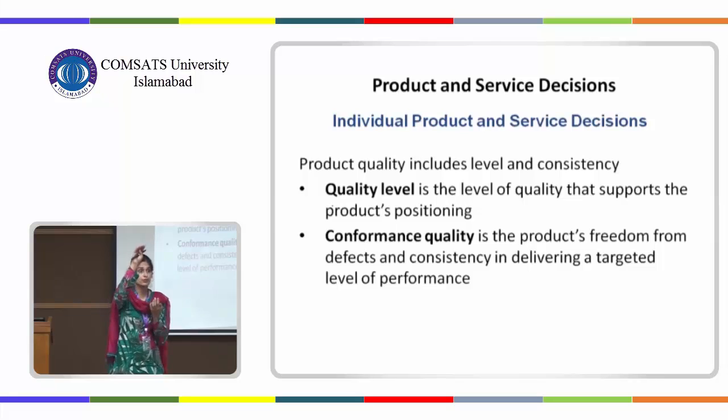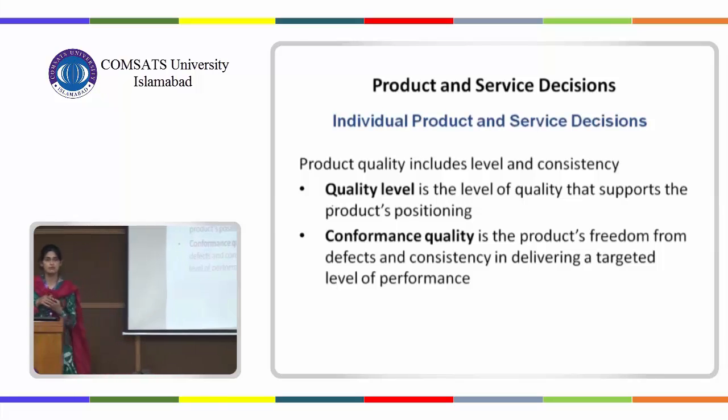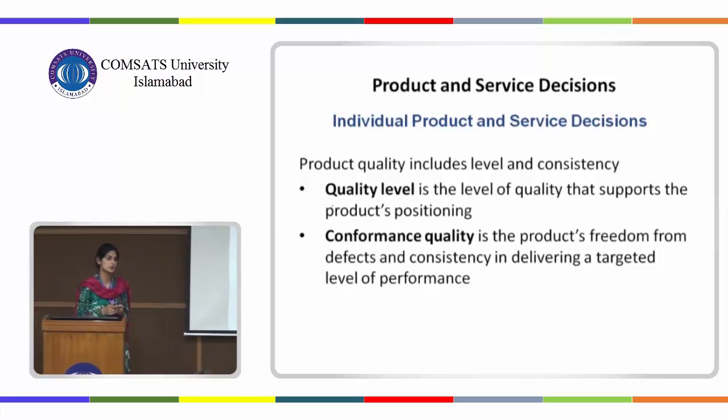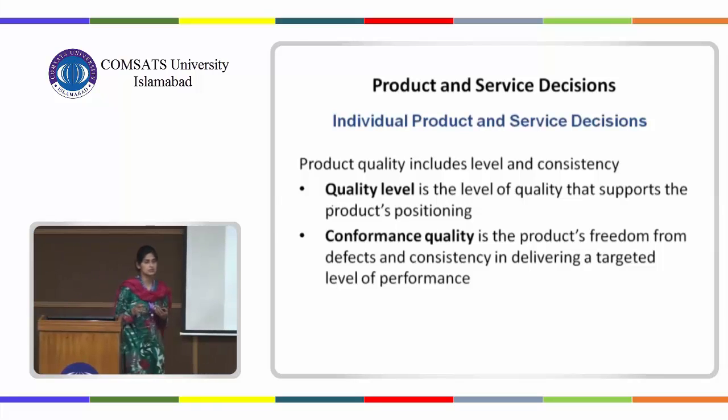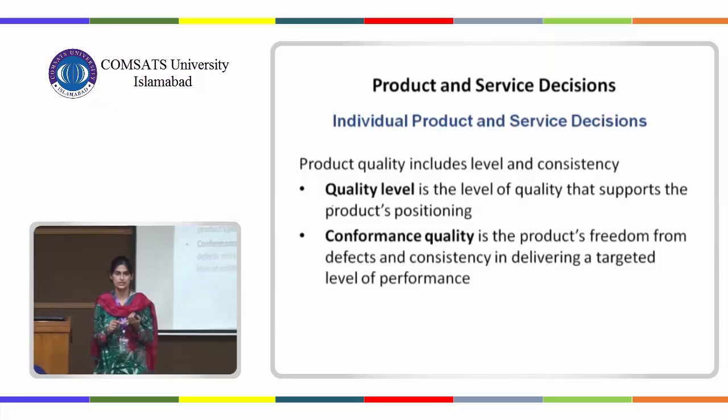So the thing that you've promised, the idea or the experience that you've promised, does your product match that level? Can you deliver what you've promised? If yes, then that means your product quality is met at the first level, right? So your quality level has been met if you can deliver what you have promised. That is the first element of product quality, that is the quality level.